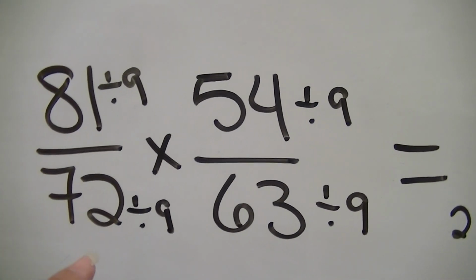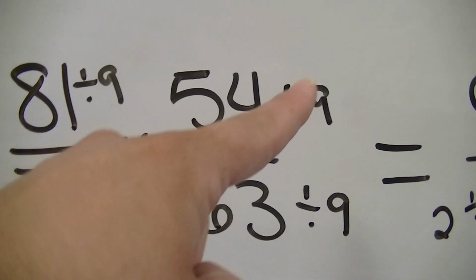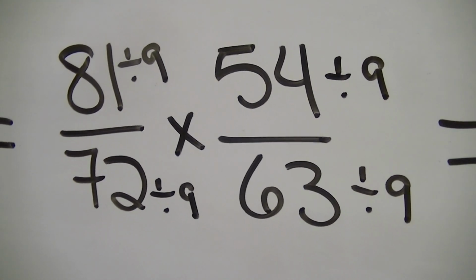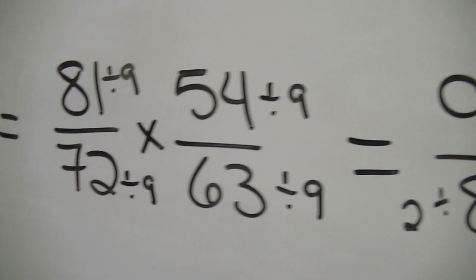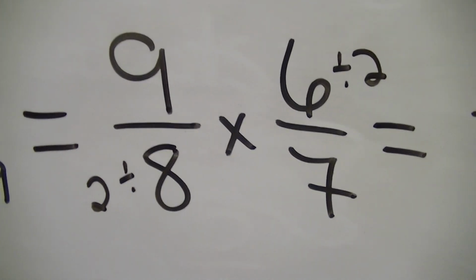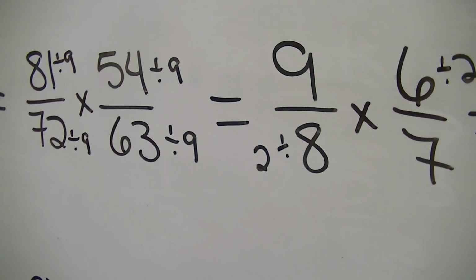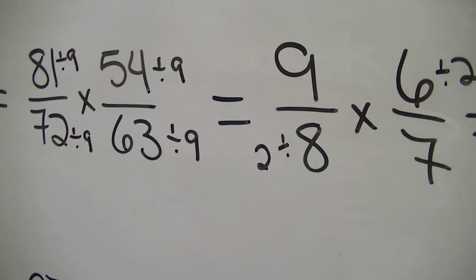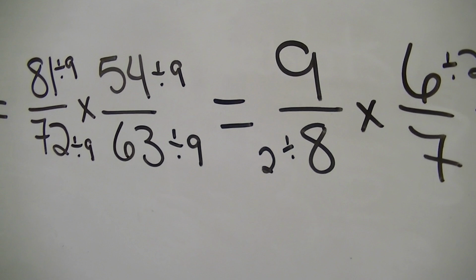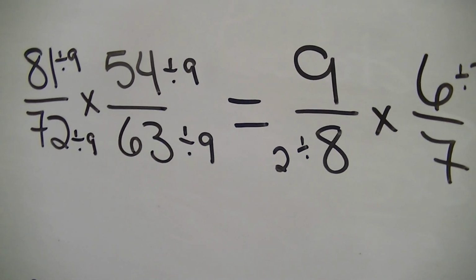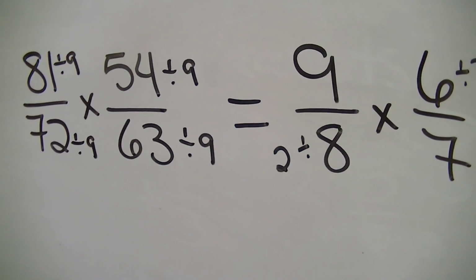So again, cross multiplying, I can go top to bottom. I can go crossways and crossways. In this case, we're dividing them all by 9, so it really doesn't matter which direction we're going. So dividing them all by 9, we get 9 over 8 because 9 goes into 9 8 times. 9 goes into 81 9 times. 9 goes into 72 8 times. 9 goes into 54 6 times. 9 goes into 63 7 times.